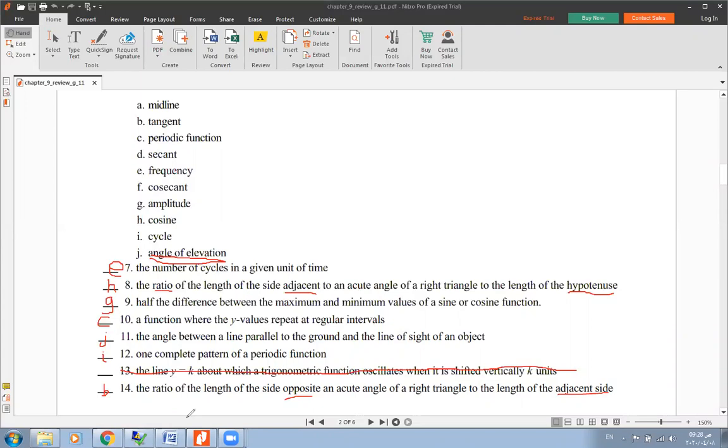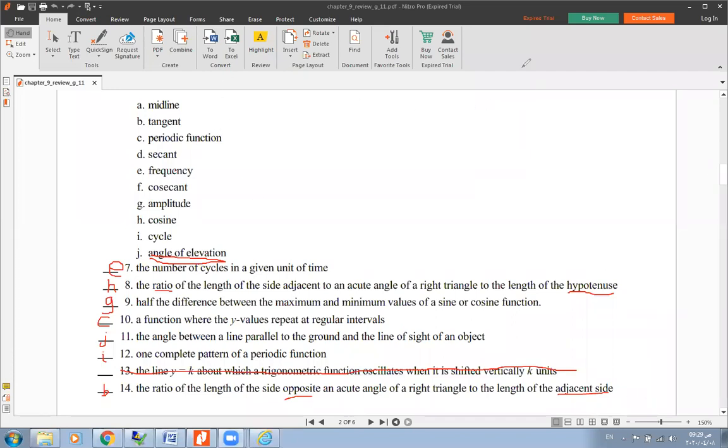It's the angle of elevation and the side of an object. One complete pattern means one complete cycle, and we ignore number 13. We remove it. And number 14, the ratio of the length of the side opposite to the acute angle, opposite over adjacent, as Musa said. It's the definition of the term.